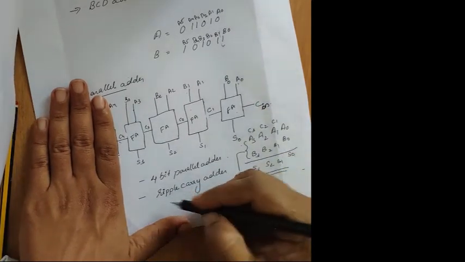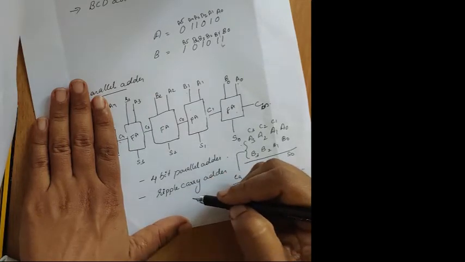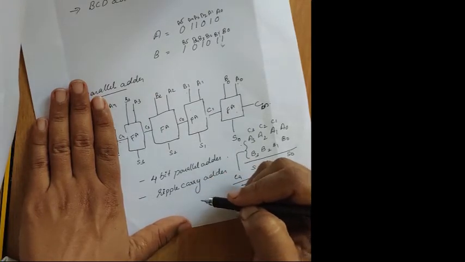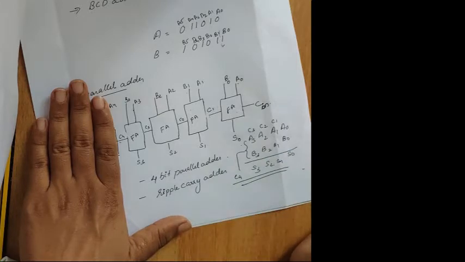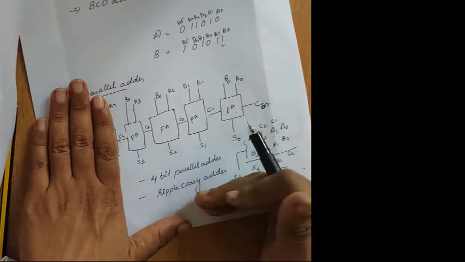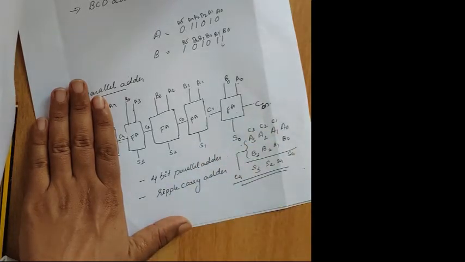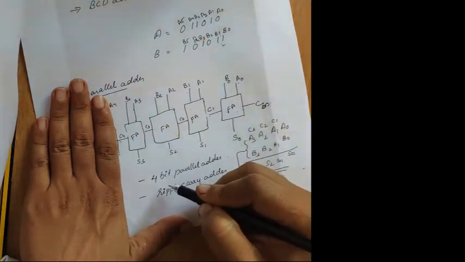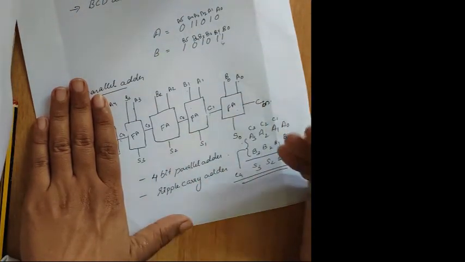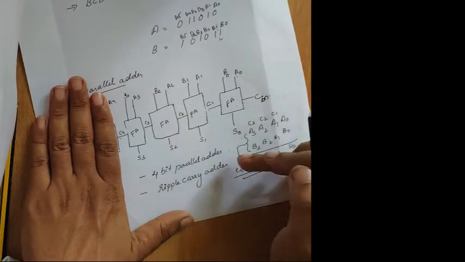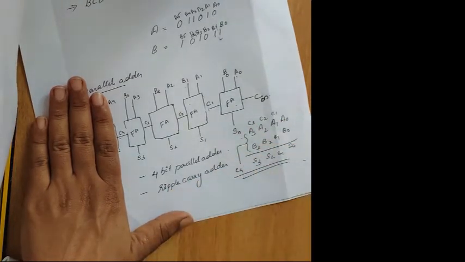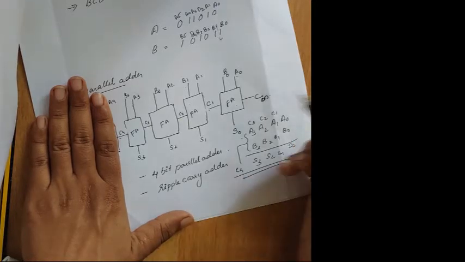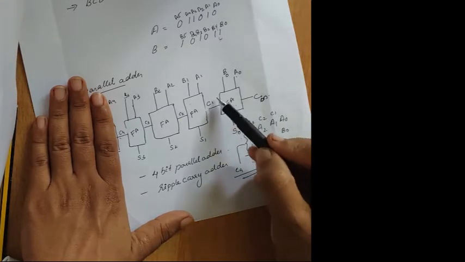This is also called a ripple carry. Design a 4-bit ripple carry adder, that is equal to a parallel adder itself. Ripple carry adder and parallel adder are the same. So you can give a note on what a 4-bit parallel adder, or 4-bit ripple carry adder, is. Ripple carry adder means your carry is given to the next step.